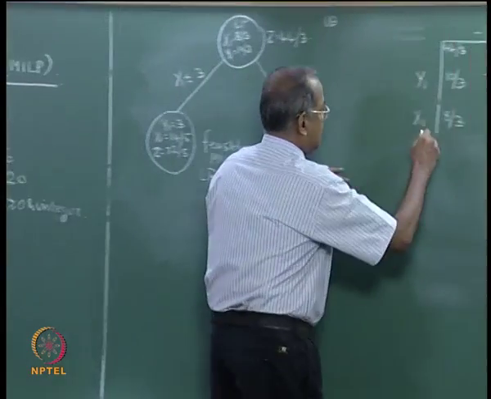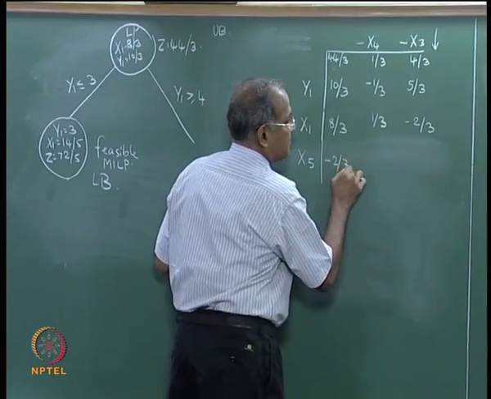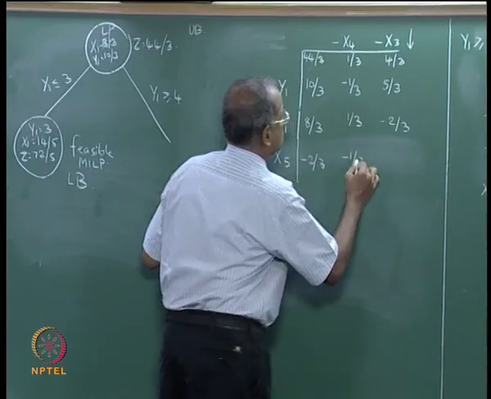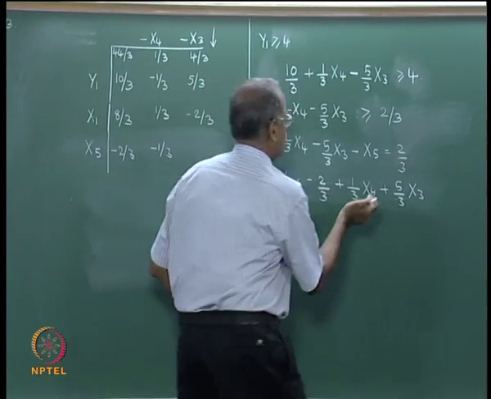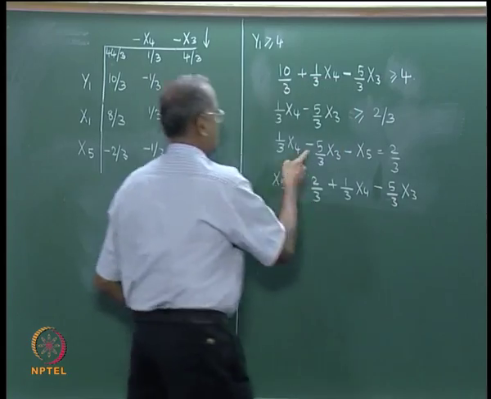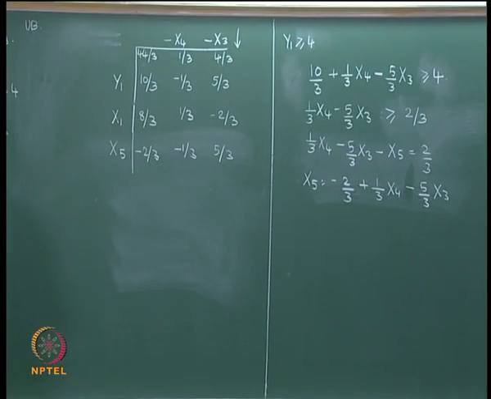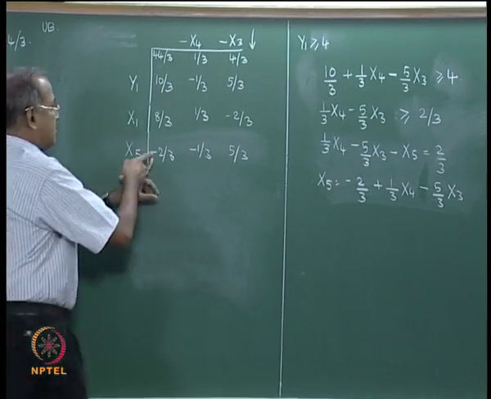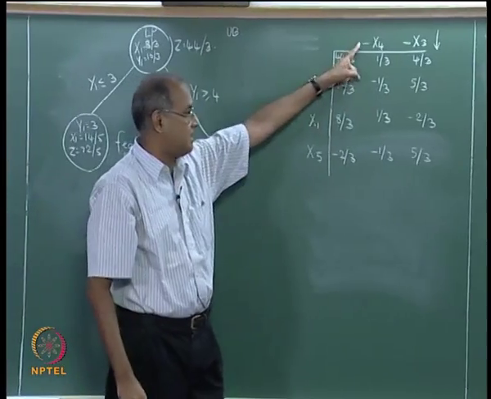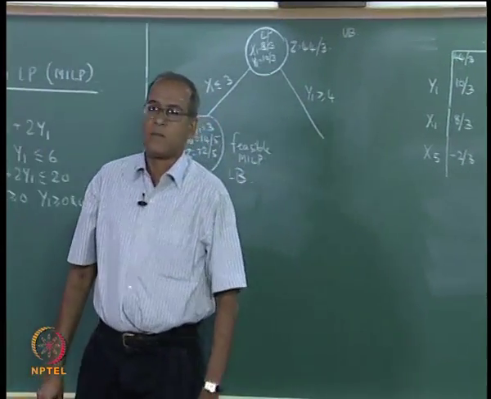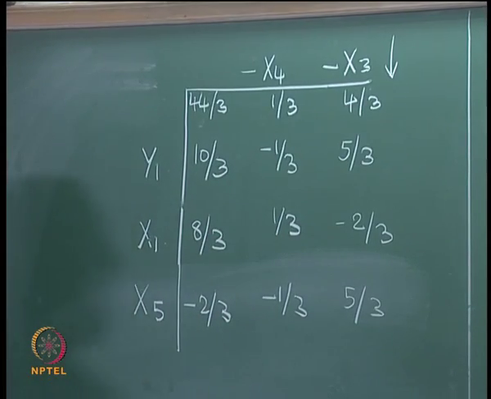So, we now add this constraint into the simplex table by having an x5 here. So, x5 is minus 2 by 3 plus 1 by 3 x4, so minus 1 by 3, and minus 5 by 3 x3 here, minus remains. So, minus 5 by 3, so I have a plus 5 by 3 coming here. Please note that in minus 2 by 3 plus 1 by 3 x4 minus 5 by 3 x3, there is a minus sign here, therefore, the numbers change. So, once again this is dual feasible and primal infeasible. So, we have to do a dual simplex iteration.